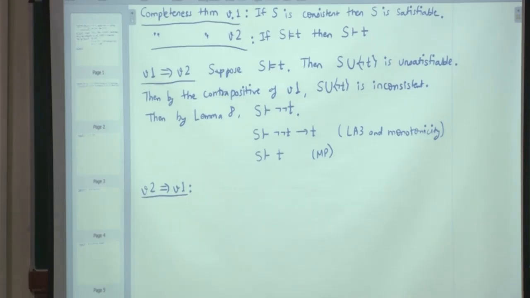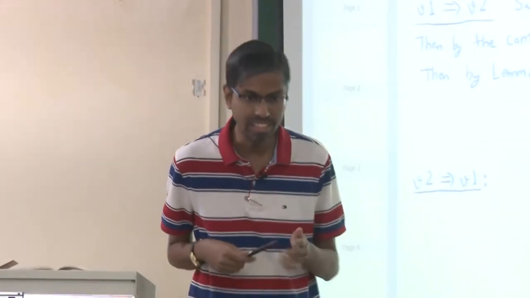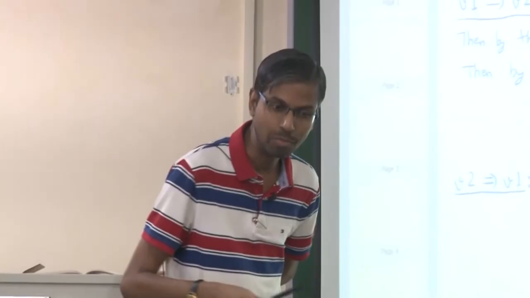There aren't too many problems in today's sheet, so I'm going to give you time. Where is the contrapositive of the statement? Negation V1 implies negation V2. So V1 fails. So S is not satisfiable, but it is consistent. S is unsatisfiable and it is consistent, okay? Again, lost track. In general, that's a good thought, but we shouldn't try to contradict something like the completeness theorem.